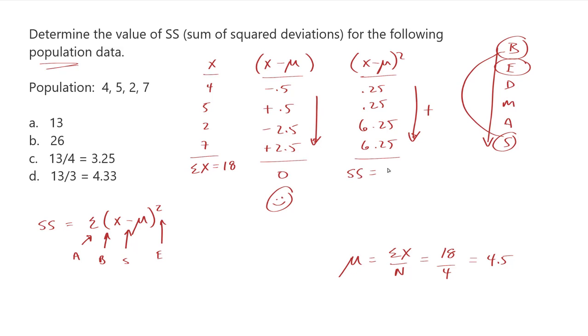So my sum of squares is the sum of my squared deviations, and it comes out to be 13. So my answer here is 13.